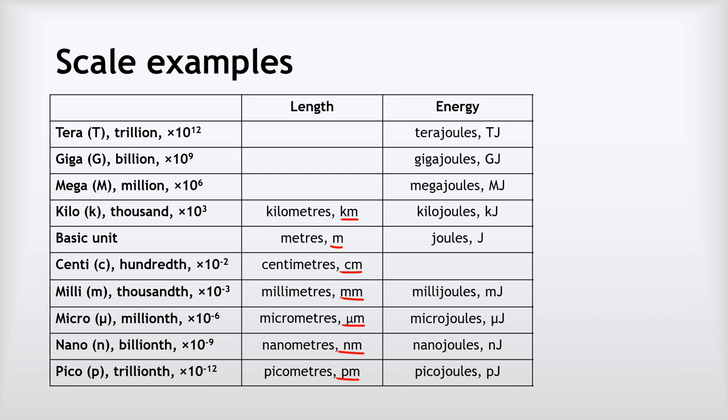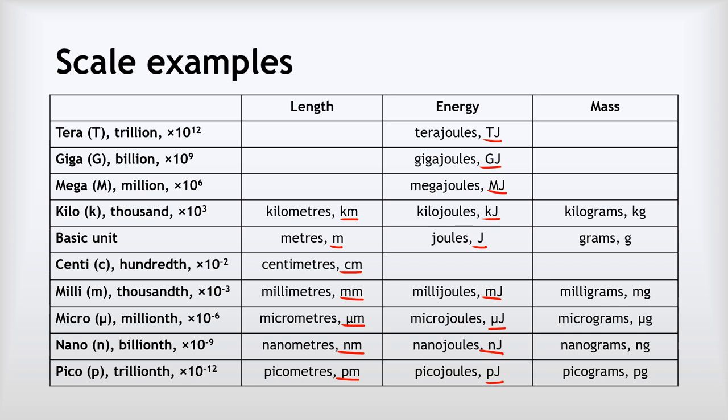If we look at the units for energy, and we've got loads of these, our basic unit is joules, capital J. But we could have 1,000 joules, which we call a kilojoule. We could have 1,000,000 joules, which is called a megajoule. 1,000,000,000 joules is called a gigajoule. And 1,000,000,000,000 joules is called a terajoule. And equally, going smaller, 1/1000th of a joule is called a millijoule. 1/1000000th of a joule is called a microjoule. 1/1000000000th of a joule is called a nanojoule. And 1/1000000000000th of a joule is called a picojoule.